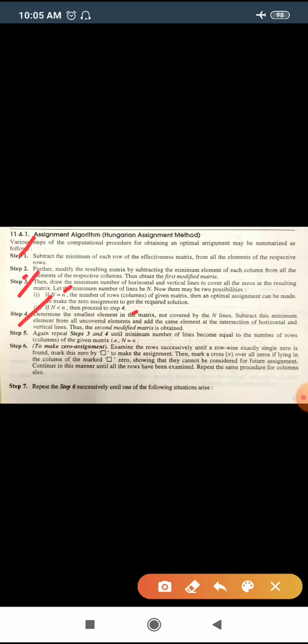And second one, if the number of lines is less than the number of rows, then we go for step 4. In step 4, we determine the smallest element in the matrix not covered by the lines. Subtract the minimum element from all uncovered elements and add the same element at the intersection of horizontal and vertical lines. Thus the second modified matrix is obtained. Again repeat steps 3 and 4 until the minimum number of lines is equal to the number of rows.